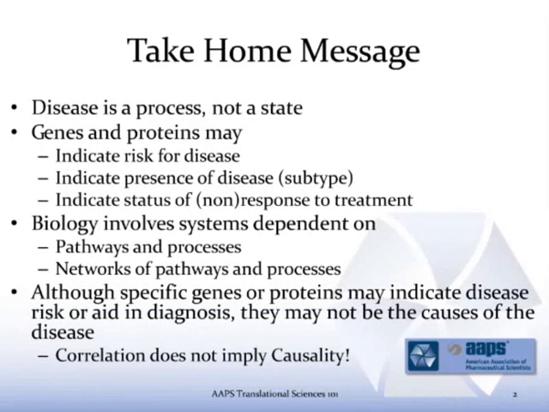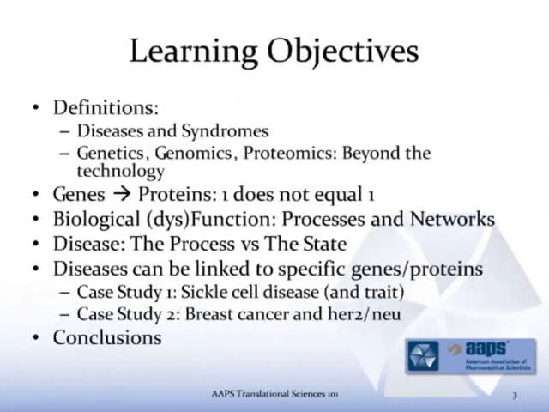So the learning objectives are initially to look at the definitions of diseases and syndromes, also the definitions of genetics, genomics, and proteomics, because we're going to be talking about things that aren't directly involving the technology of measuring them, but really what their role is and how to understand that role. And then the fact that the relationship between genes and proteins is not a one-to-one relationship.